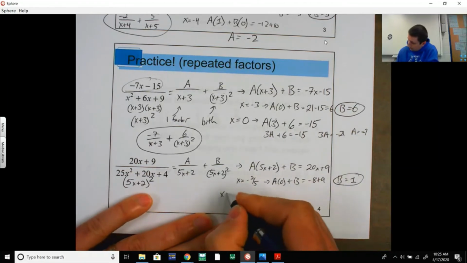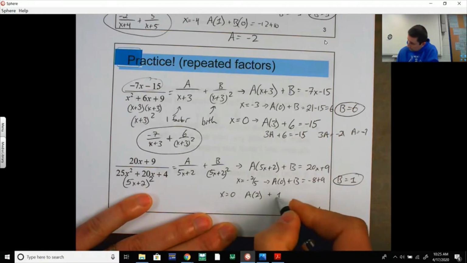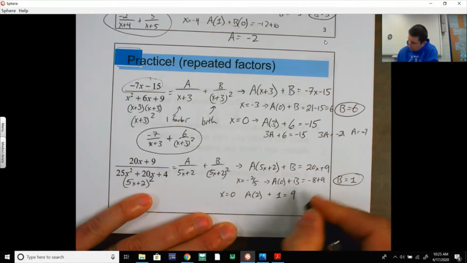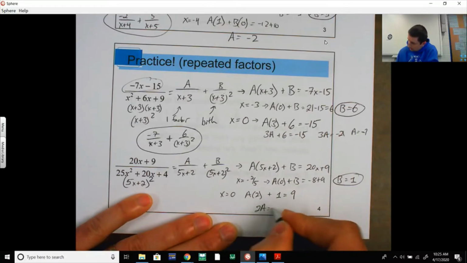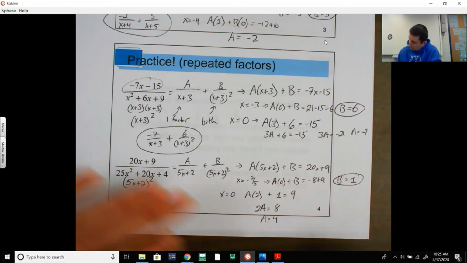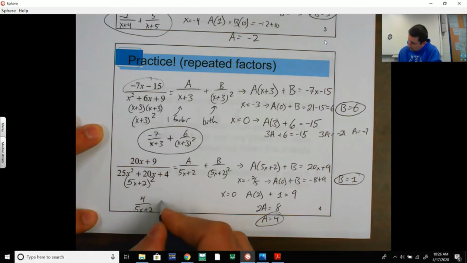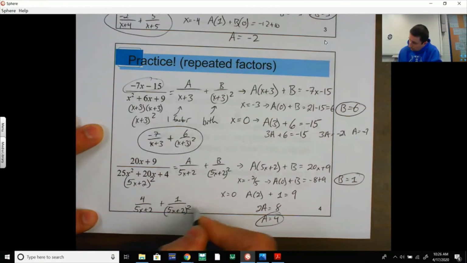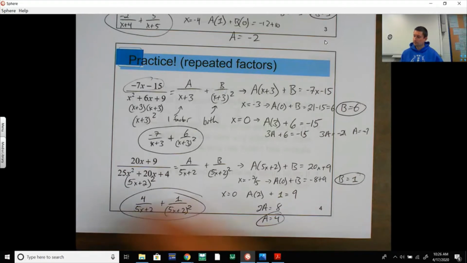Now let's pick x equals 0. This would be a times 2 plus 1 equals 9. 20 times 0 is 0, 0 plus 9 is 9. So 2a equals 8, so a equals 4. So a is 4, b is 1, so we get 4 over 5x plus 2 plus 1 over 5x plus 2 squared. There are your partial fractions. Okay, those two would add up to what you have there once you got your common denominator and added them together.